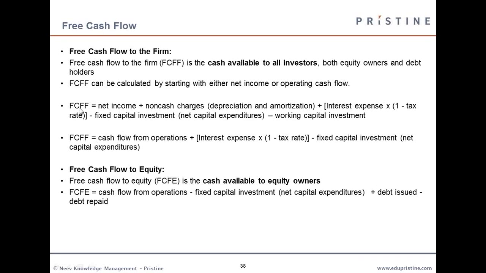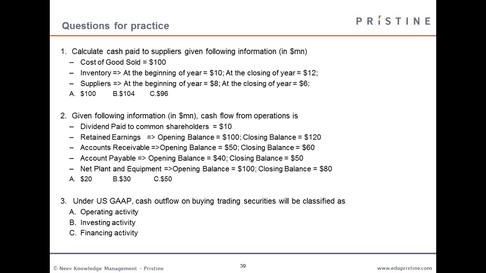To calculate FCFF, we have the simple formula: cash flow from operations plus interest expense into 1 minus T. This is to take care of the tax benefit that you get, and you subtract the fixed capital investment to get the FCFF. Similarly, to get FCFE, what you do is additionally you take care of the debt. Thus, you take the difference of debt issued and the debt repaid. Basically, this eliminates the debt portion and only has the equity portion. So that's the free cash flow to equity.